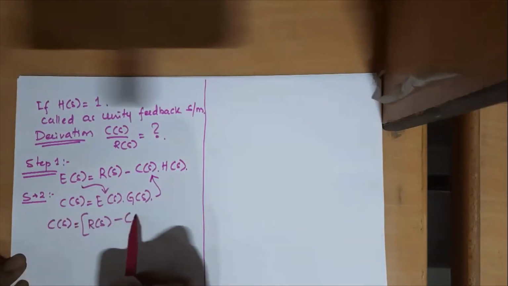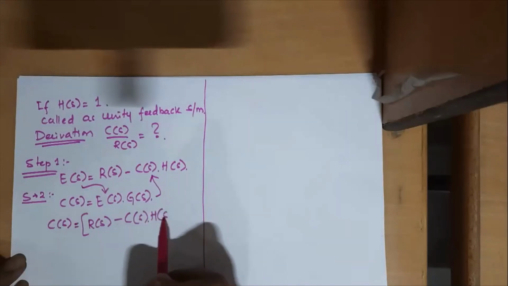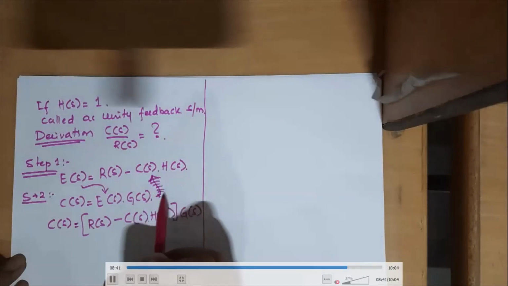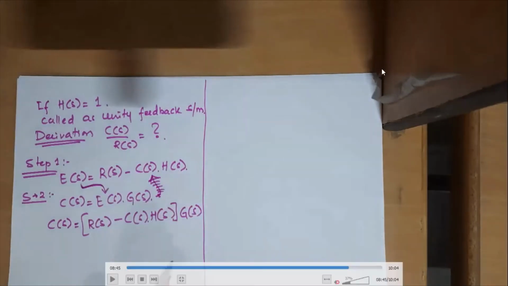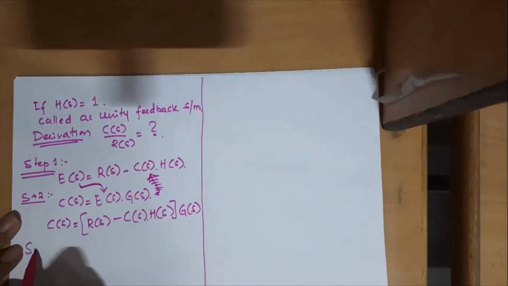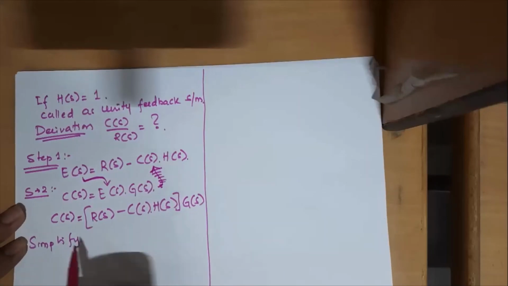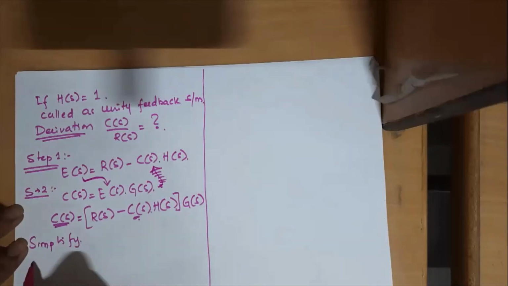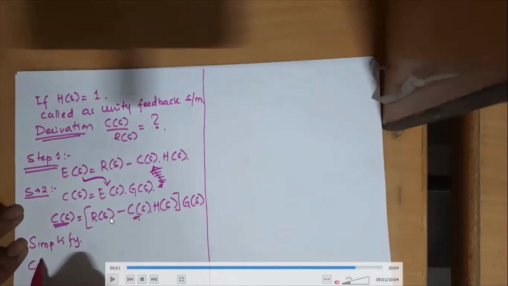So we have R of S minus C of S into H of S. Fine. What we need ultimately is the transfer function C of S by R of S, output Laplace divided by input Laplace. So simplify. C of S is present on both LHS and RHS, so use simple mathematics. I will take this C of S part to the other side, so it will become positive.